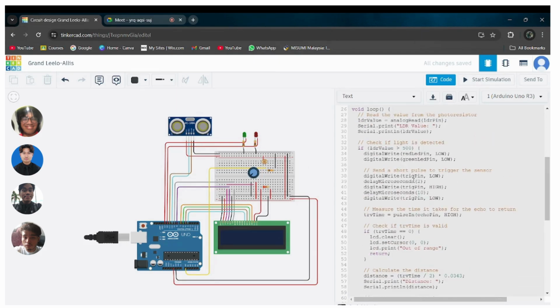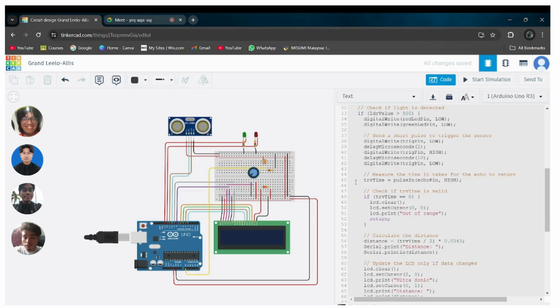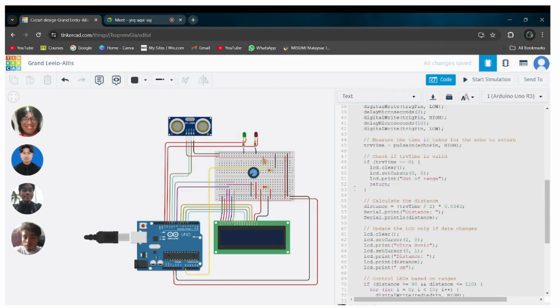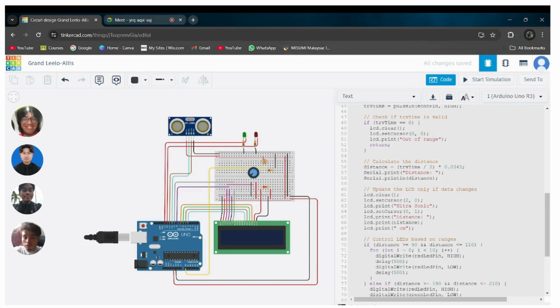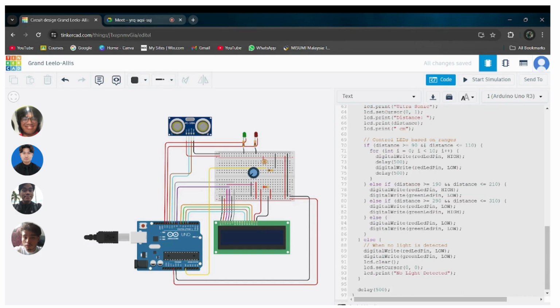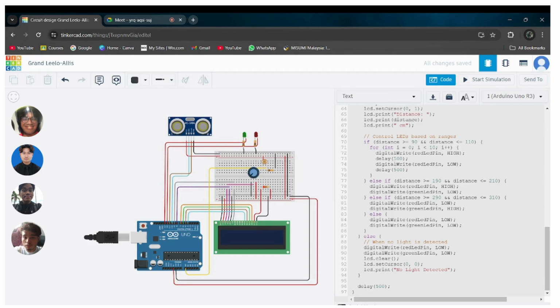So as you can see, when the distance that ultrasonics detect is in the range of the 90 until the 110 cm, it will light up the red LED. And then for 4.5 second it will turn off for the 10 times.